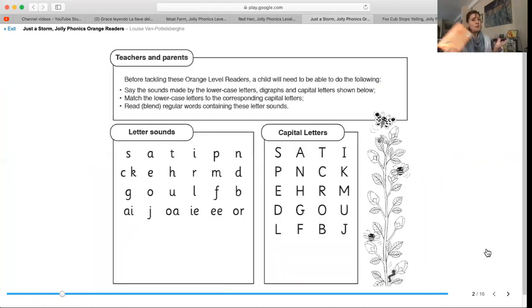But before reading, what do we always do? We always revise. So very quickly, we are going to say the sounds. What sound is this? You're right. What sound is this? You're right. What sound is this? You're right. What sound is this? What sound is this? You're right. What sound is this? I. What sound is this? E. Very good. And these are the capital letters. So now we are ready to start.